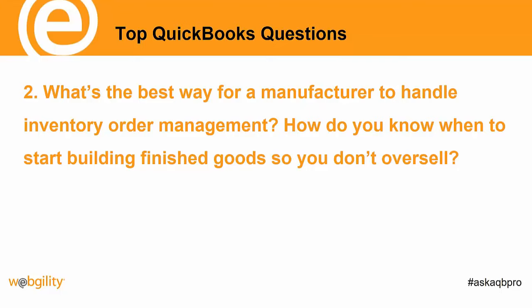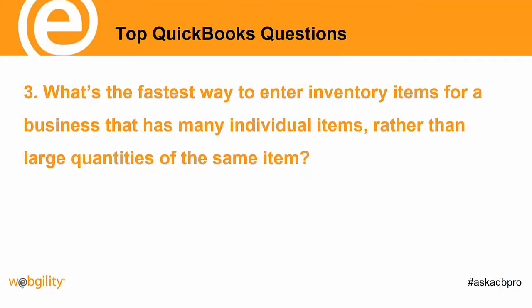Right. Excellent. So our third question is about a certain type of business. Some businesses have many individual items rather than having large quantities of the same item. It might be somebody who's got a vintage shop or they're creating individual pieces of art. Susan, what are your tips for getting all those items into QuickBooks quickly and efficiently? And is there a difference with the different versions of QuickBooks?